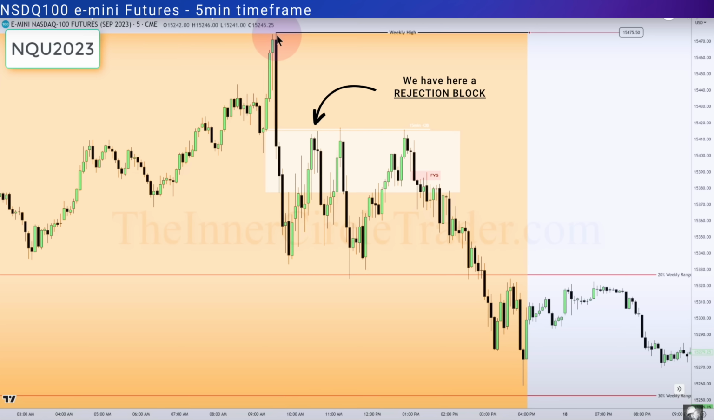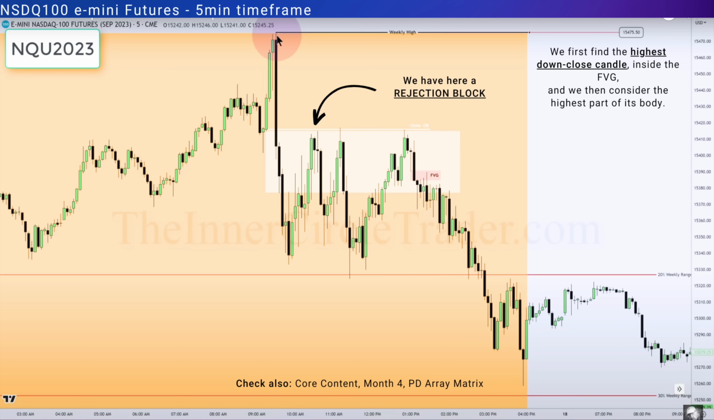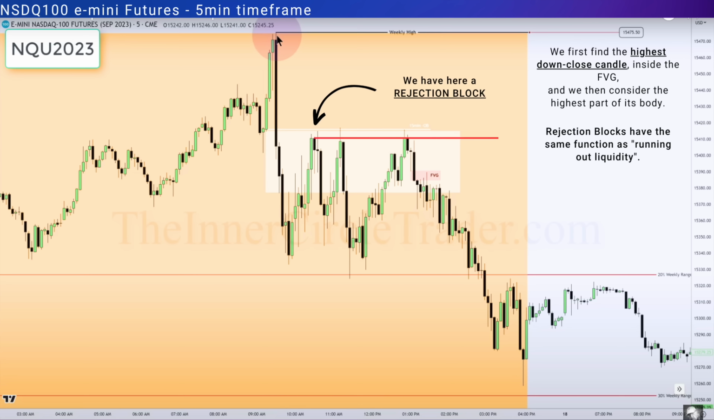Here we have a rejection block. And so we first find the highest down close candle inside the fair value gap, and we then consider the highest part of its body. Rejection blocks have the same function as running out liquidity. And so by following this process, we're going to have this red line.